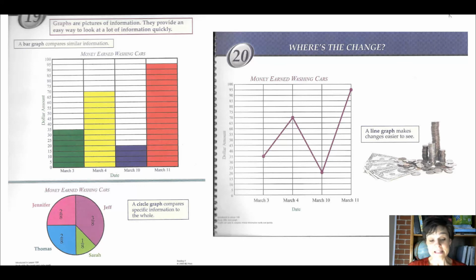Okay, that completes our lesson for the day. It was just a skill station day working on graphs. So that is all for today.